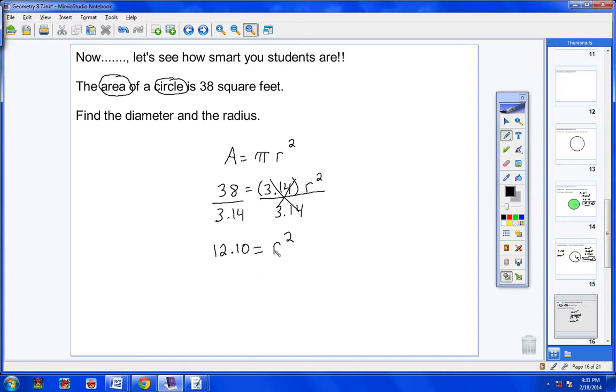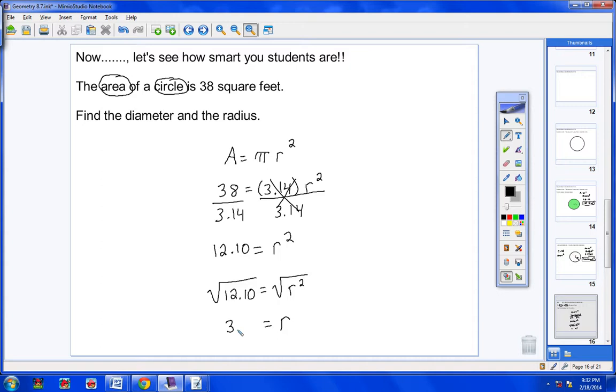Now, we should know when we have r squared and we want to get rid of this 2 right here and make it just r, we take the square root of r squared. But if you take the square root of one side, you must take the square root of the other side. We've learned that before in Algebra 1, Algebra 2, Bridge Math, all of that. Now, the square root of r squared is r, and the square root of 12.10 is going to be 3.47 or 3.48.